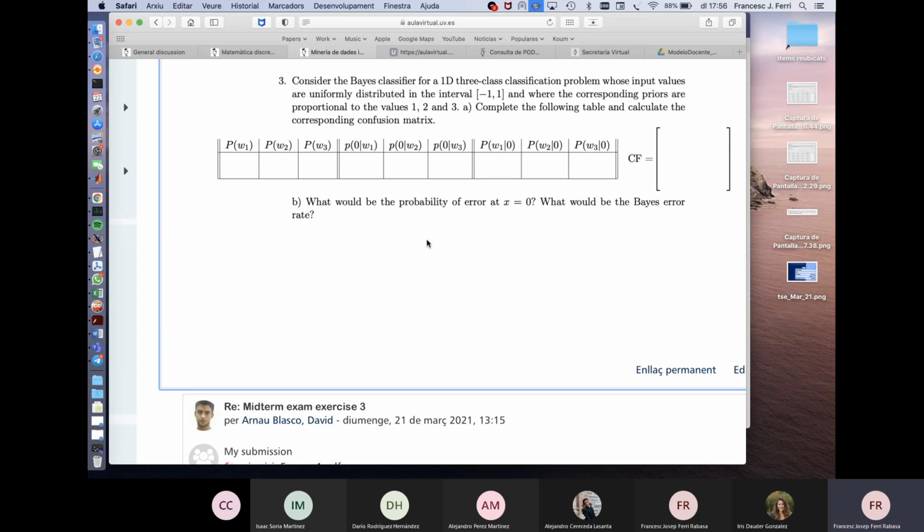But why do we say always this? Because of the posteriors for each class. The posterior for class 1 is 1/6, the posterior for class 2 is 1/3, and the posterior for class 3 is 1/2, which is the highest, 3, always. So the classifier always says 3.